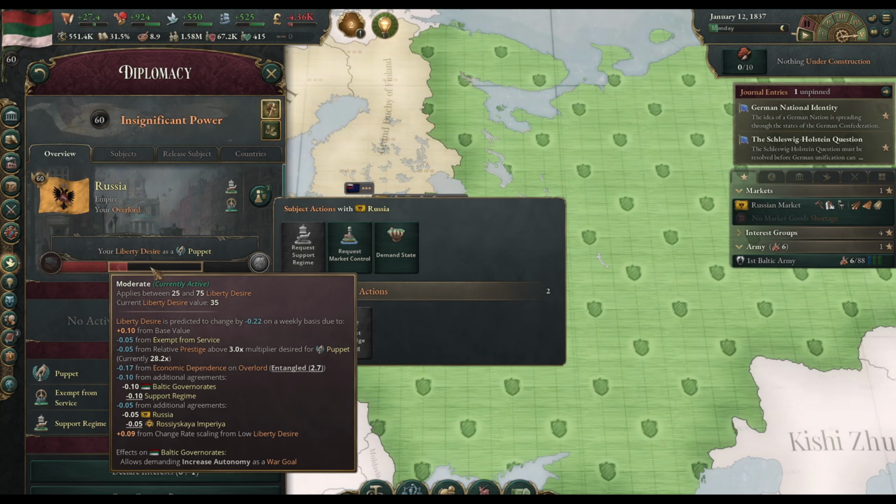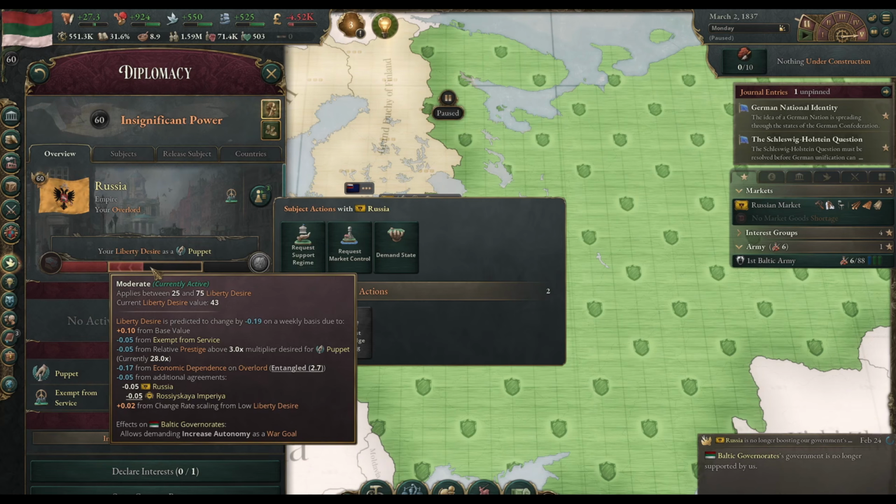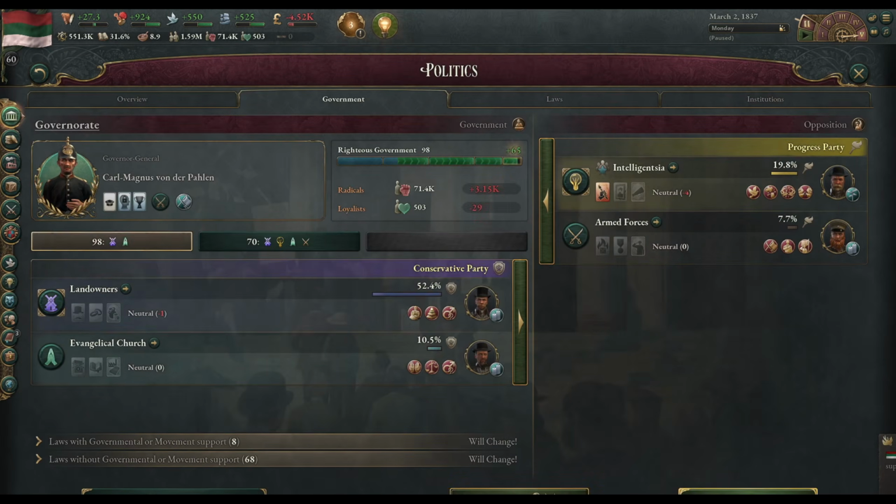Now Russia can break the pact, it will take some weeks until they do, and we get a small message about that in the corner. Here it is. It took 1 year and about 8 weeks, so 60 weeks in total. Which means our liberty desire was decreased by 6 due to the weekly modifier and then raised by 10 once Russia broke the pact. So a net gain of 4 liberty desire in about 14 months. And now we can just repeat the process.